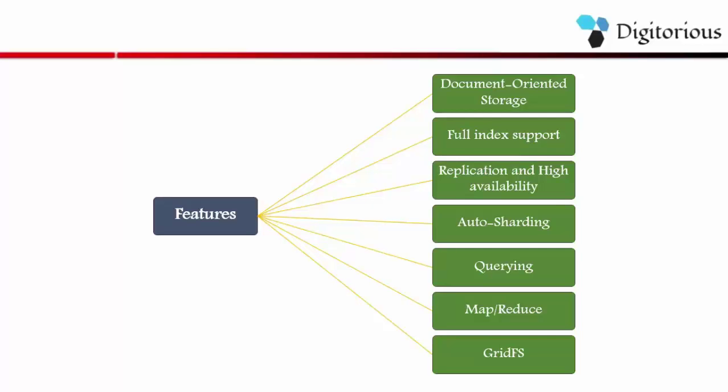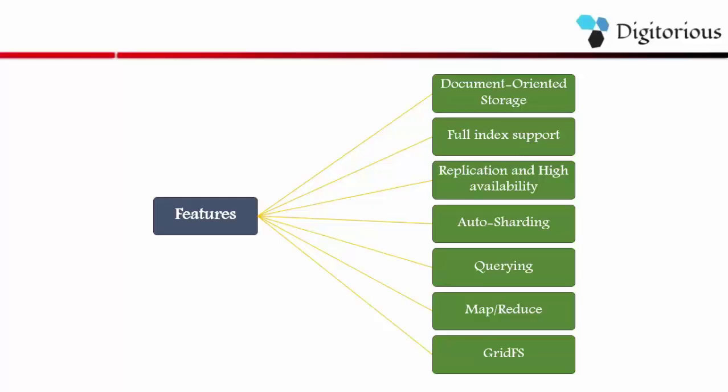Then we have MapReduce. MapReduce is a data processing paradigm for condensing large volumes of data into useful aggregated results. In this MapReduce operation, MongoDB applies the map phase to each input document, that is, the documents in the collection that match the query condition. The map function emits key value pairs. For those keys that have multiple values, MongoDB applies the reduce phase, which collects and condenses the aggregated data. MongoDB then stores the result in a collection.